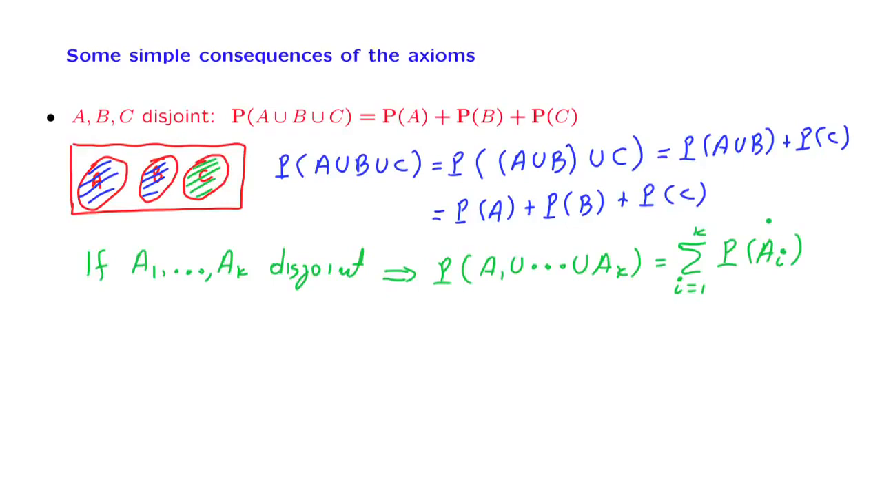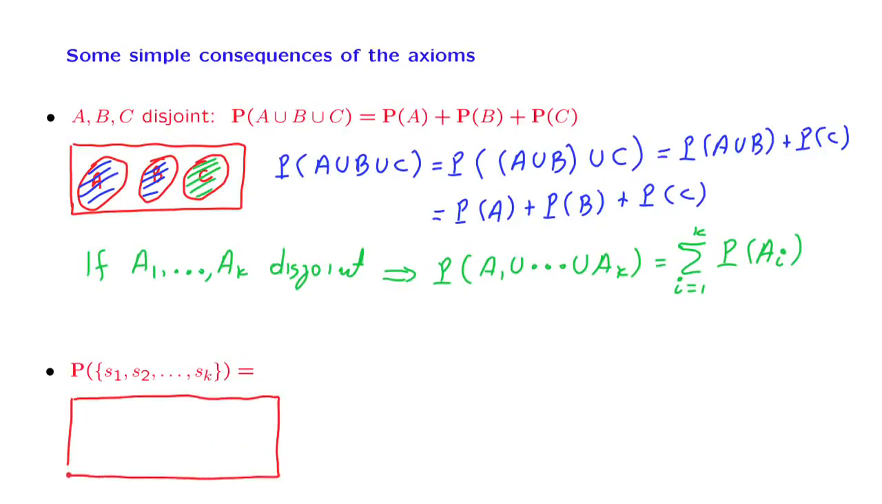A very useful application of this comes in the case where we want to calculate the probability of a finite set. So here we have a sample space, and within that sample space we have some particular elements, S1, S2 up to Sk, k of them, and these elements together form a finite set. What can we say about the probability of this finite set?